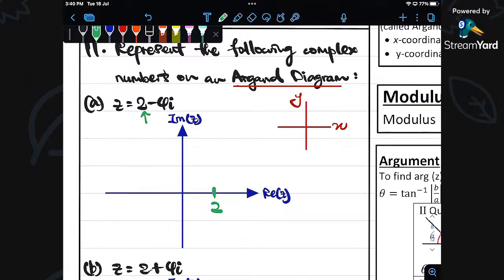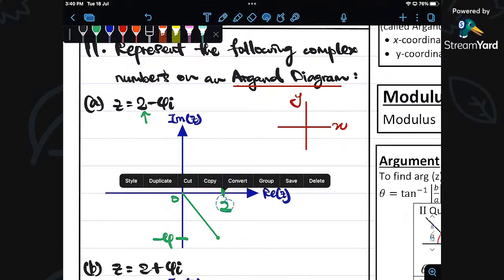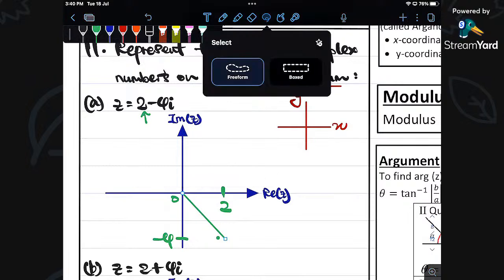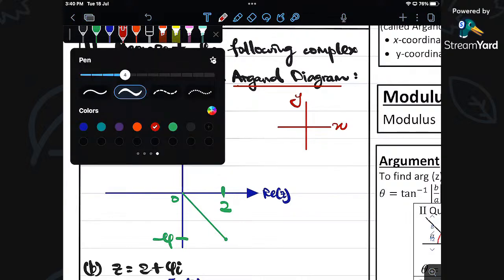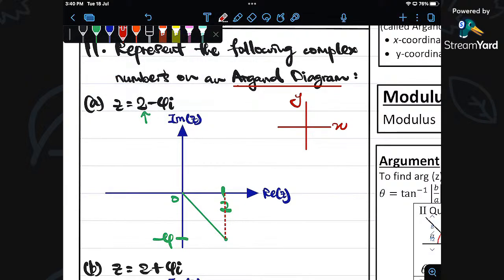Negative 4 di mana? Negative 4 di bawah ni. So you just put a dot there since this is the coordinate. And then from this origin, you just make a straight line to the point. Okay, you make a straight line, yeah? After that, you put a dotted line. Put a dotted line there.